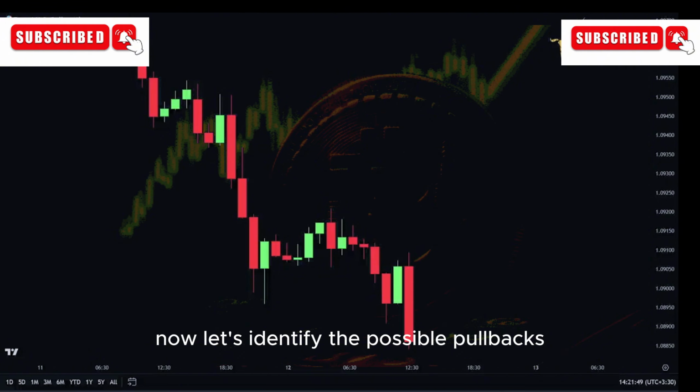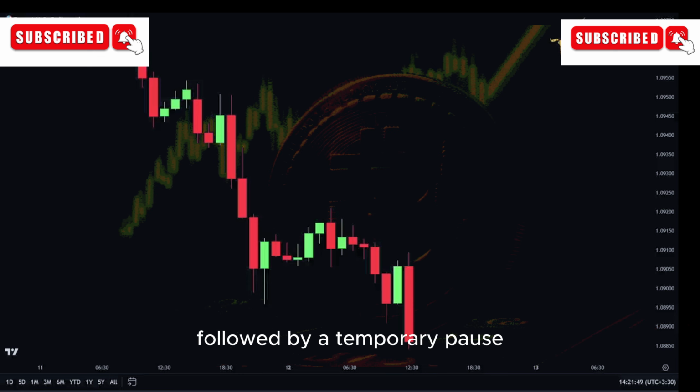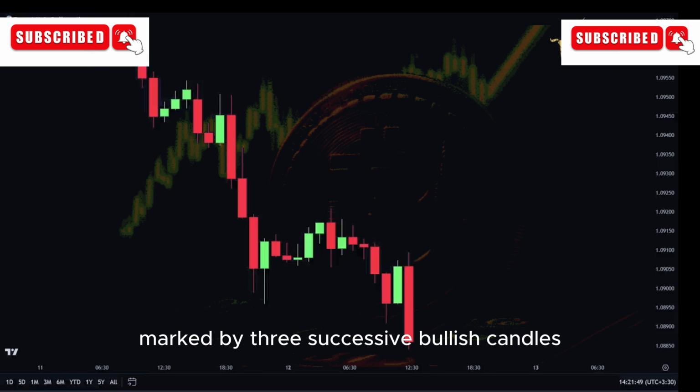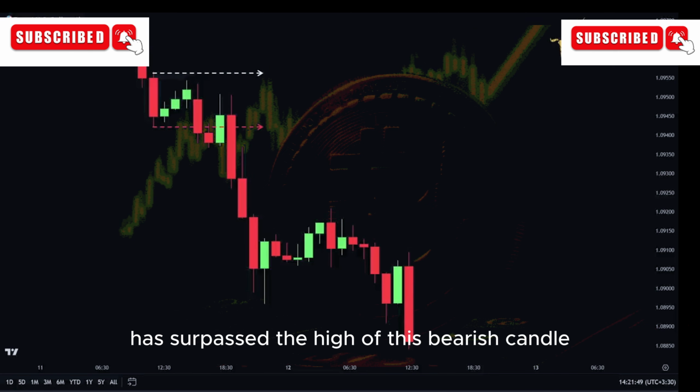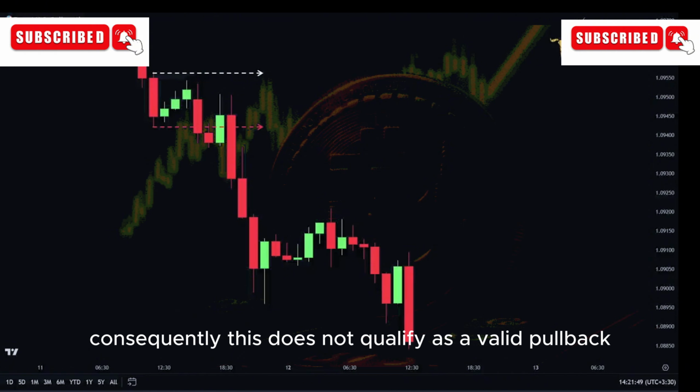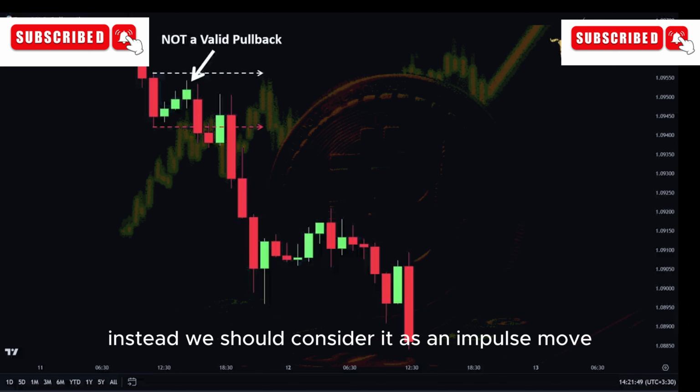Now let's identify the possible pullbacks. By analyzing the chart, we see a sequence of 3 bearish candles, followed by a temporary pause, marked by 3 successive bullish candles. Drawing lines from the highest and lowest points of the last bearish candle before the temporary pause shows that none of the subsequent candles has surpassed the high of this bearish candle. Consequently, this does not qualify as a valid pullback. Instead, we should consider it as an impulse move.